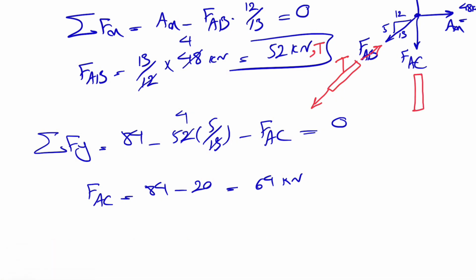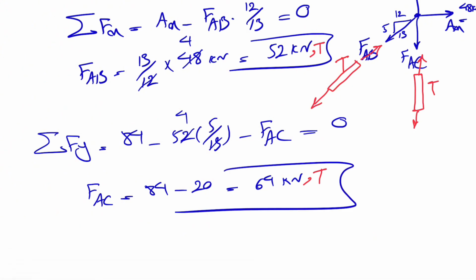Again, the force that is applying from the joint to the member has to be in the opposite direction of what we have in there. So tension, this force is also in tension too. This member is also in tension too. So we found FAB, FAC. There's only one left. We can move on to another joint.